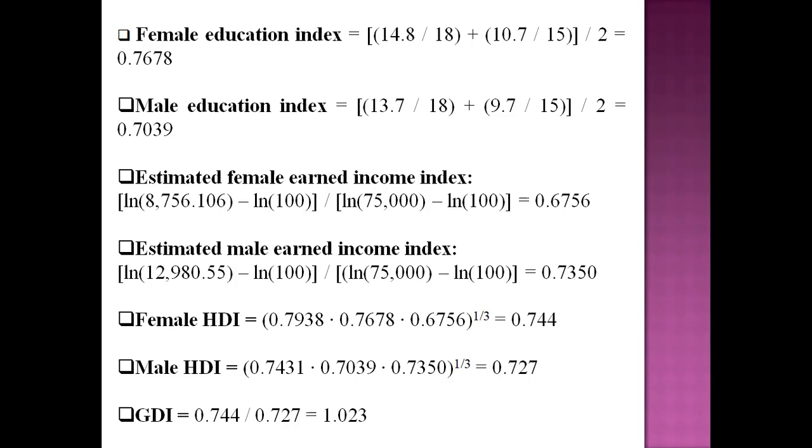On the other hand, when we calculated the estimated female earned income index, we found that in the wage or labor market, females are far behind the male population. Now we have the value of the 3-dimension indices separately for male and female, so we can easily calculate the female HDI and male HDI for Mongolia. The female HDI value is 0.744, and the male HDI value is 0.2727.